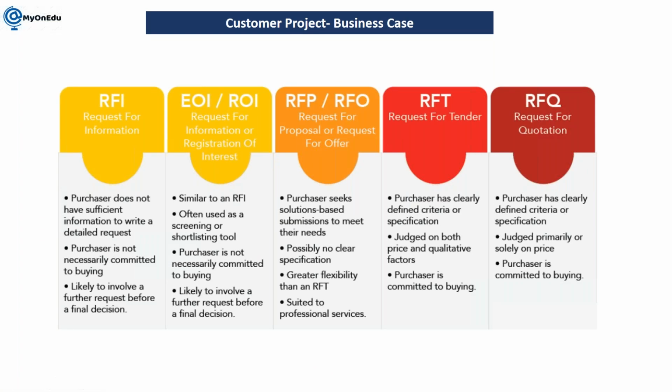I have taken some terminology here, in SAP or in any generic business line. What are the different terminologies we are using? In SAP, we generally use RFQ and RFP. The RFQ is a request for quotation, where the purchaser has clearly defined criteria or specification. But in an RFP, purchasers seek solution-based submissions to meet their needs. So if Godrej Property is asking for an IT solution, and not specifically saying we need SAP implementation, in that case we will call it an RFP, request for proposal.